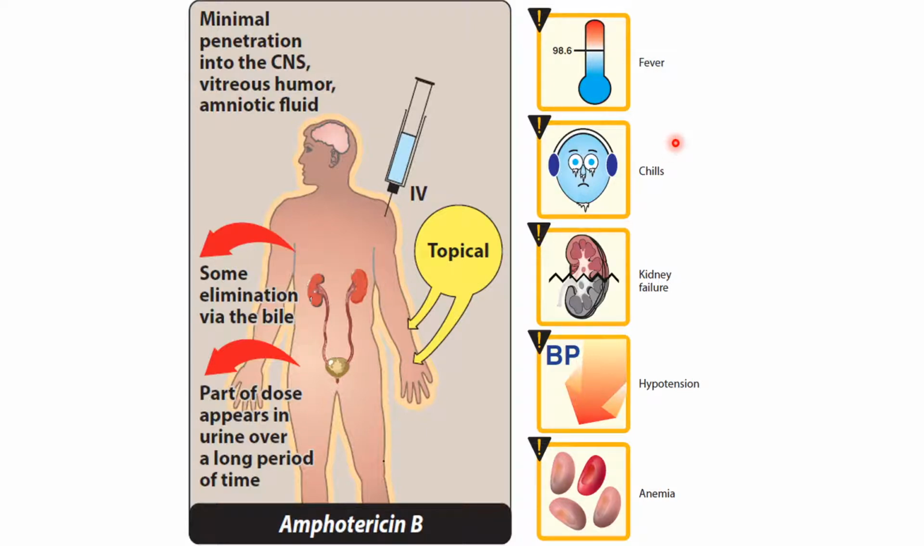The adverse effects include fever, chills, like running nose, and then kidney failure can be seen in patients with kidney deficiency, and hypotension, and thrombophlebitis, and a type of anemia that is caused by amphotericin B. So these are the main adverse effects.